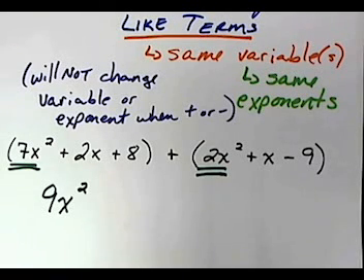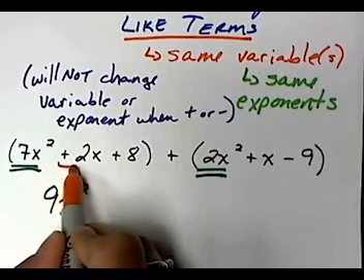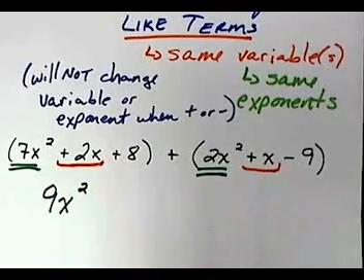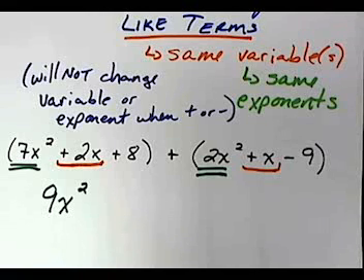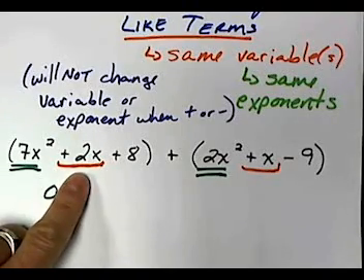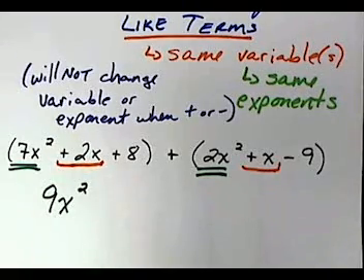Now I go to my next term. Because we started in the highest exponent, you just go in decreasing order from there. So the next thing I'm going to look for is an x. Here's an x. Here's an x. So I have 2x plus x. What is that going to give us? What's the number in front of this x? The coefficient is 2. What's the coefficient on the other x?